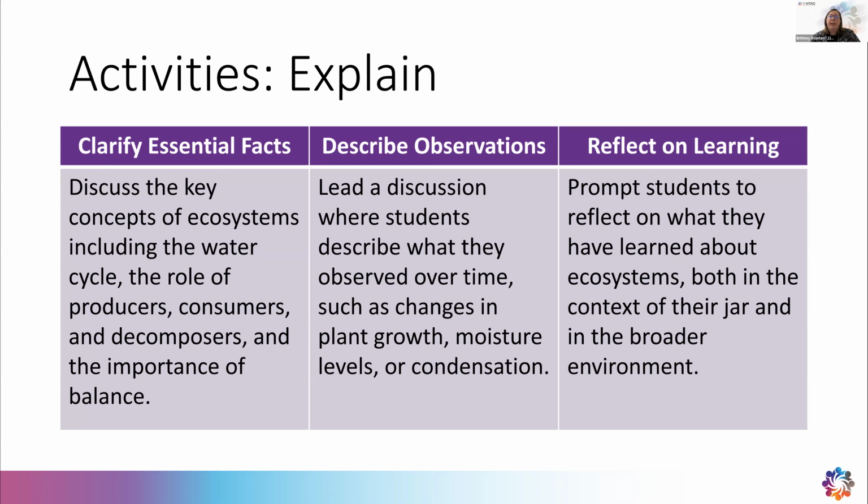So this could look like leading a discussion where students are going to have that opportunity to describe their observations over time in their personal ecosystem in a jar. And this could include things like changes in the plant growth or the moisture level or condensation. And then we have reflection on that learning that they've done, right? And we want to prompt students to reflect on what they've learned about ecosystems, both in the context of the jar, that their personal ecosystem jar, but also in the broader environment.